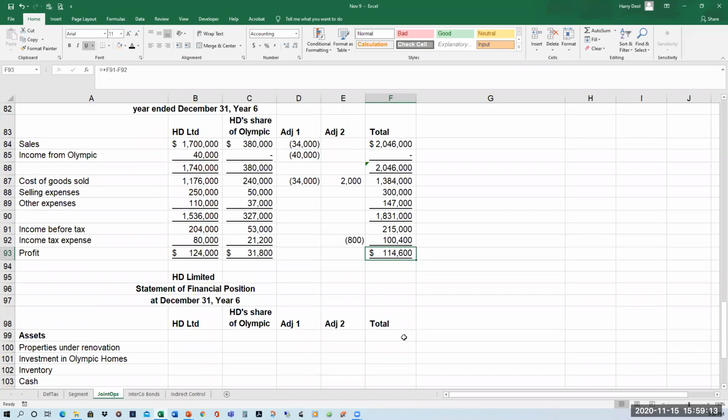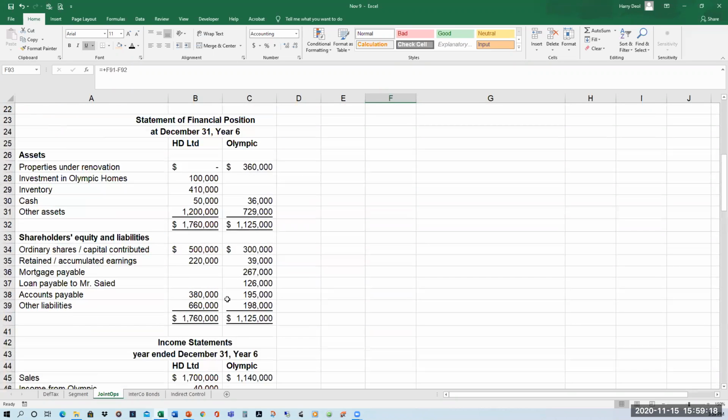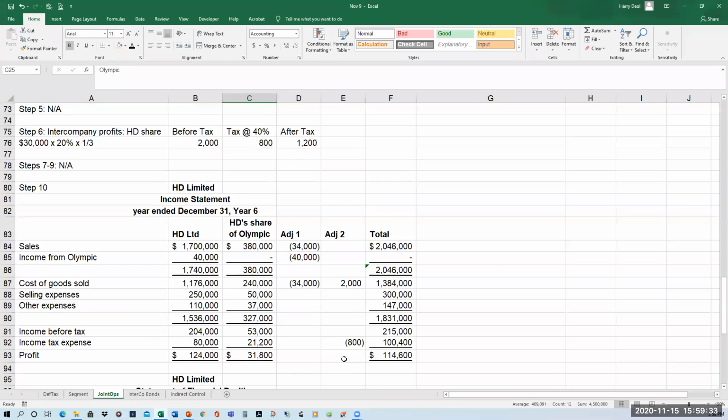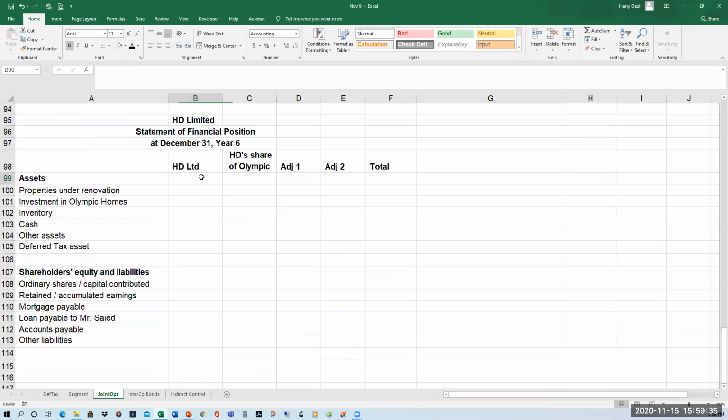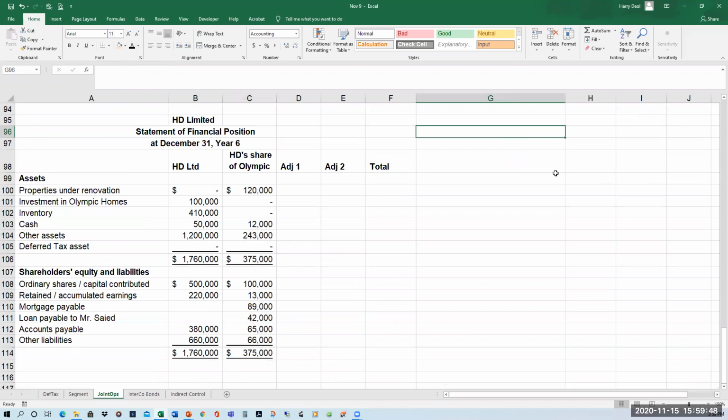As far as the balance sheet is concerned, again, we take the separate company balance sheet for HD and 1/3 of Olympic's balance sheet, because HD will pick up 1/3 of all the assets and liabilities pertaining to Olympic. So HD's own balance sheet plus HD's share of Olympic's balance sheet. Now to this, we're going to make some adjustments.